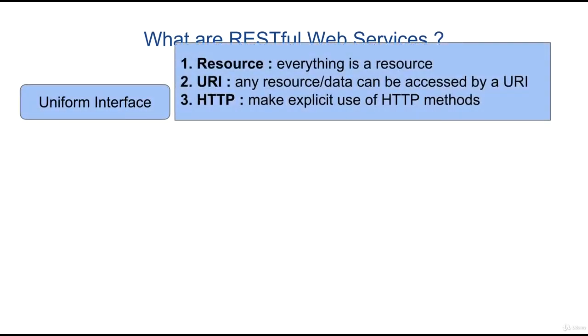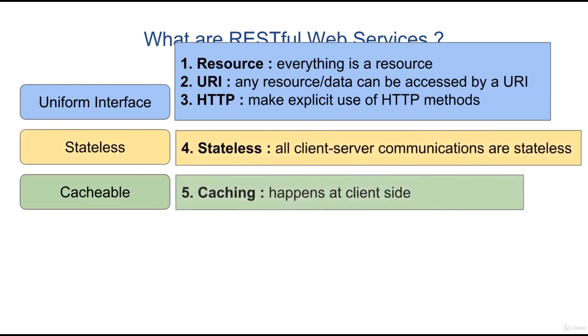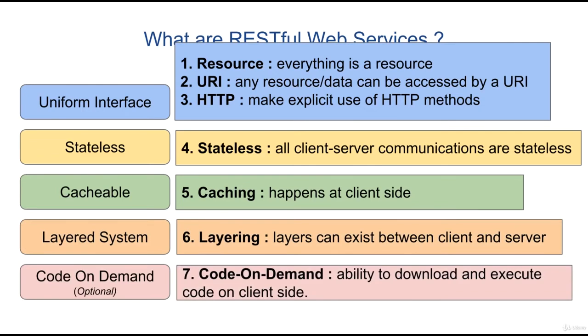So we now know what uniform interface is, what are resources, what are URI, and how do we make explicit use of HTTP methods. In the next session, we will go and look into the remaining principles of REST. What is statelessness? How do we do caching, layering, and code on demand?